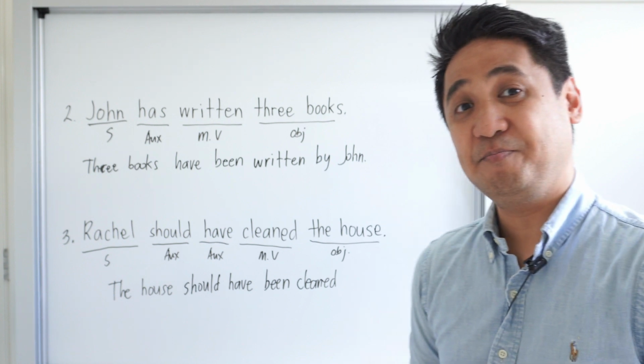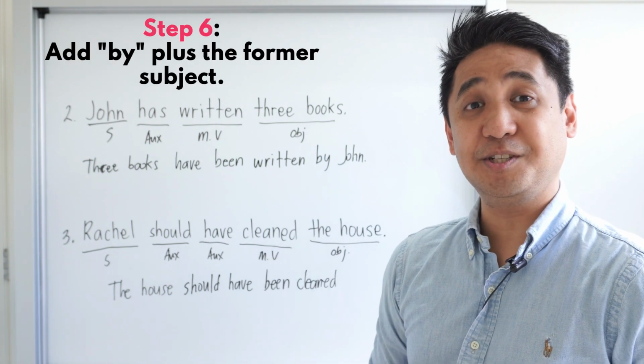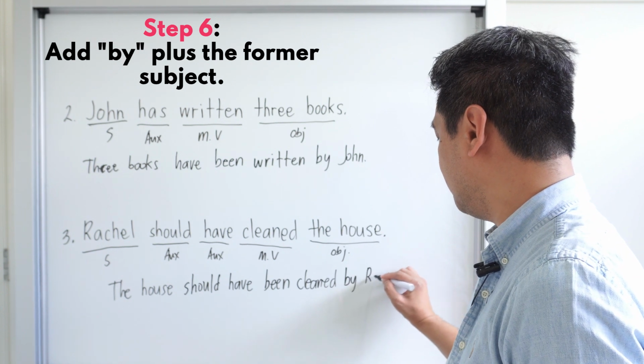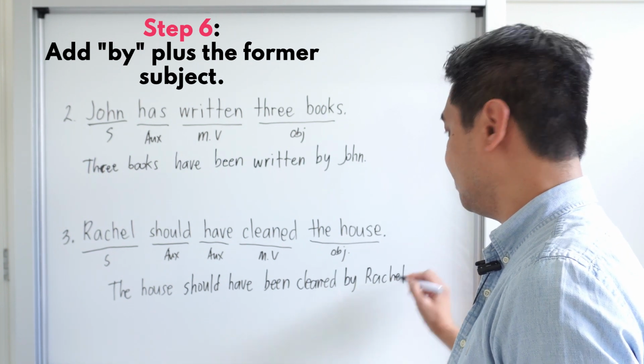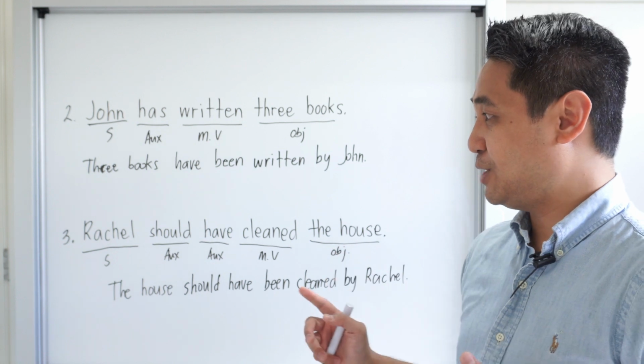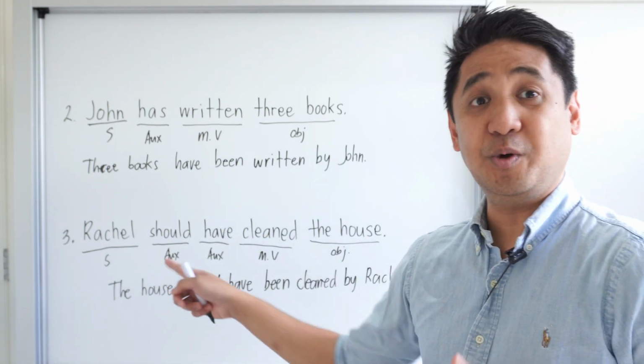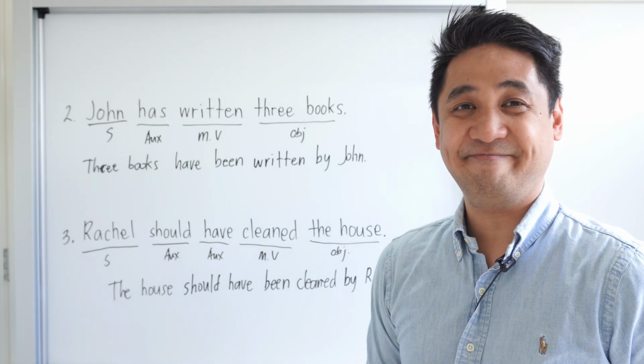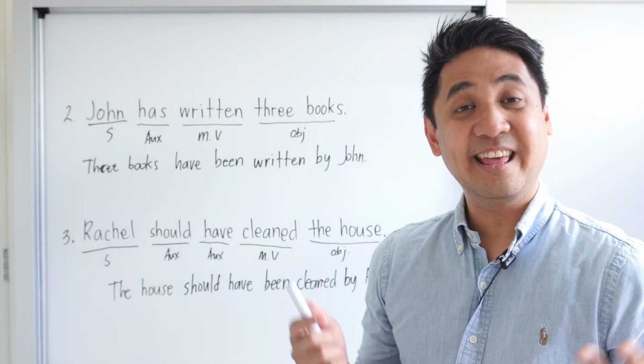And last step, add by plus the former subject. Rachel. By Rachel. As you can see, we have successfully transformed an active sentence into a passive voice, just following those 6 simple steps. And that's it.